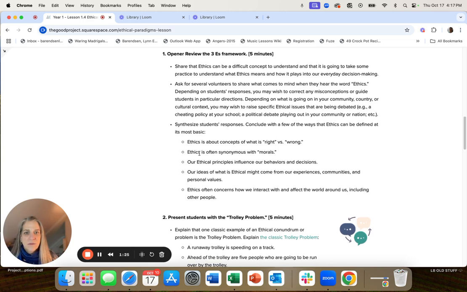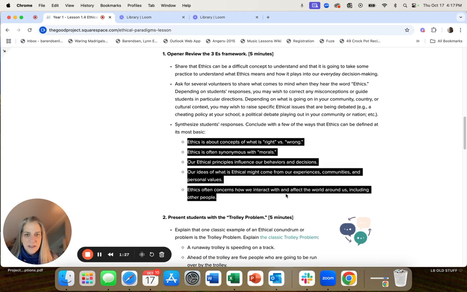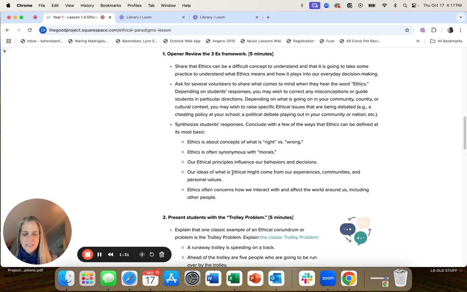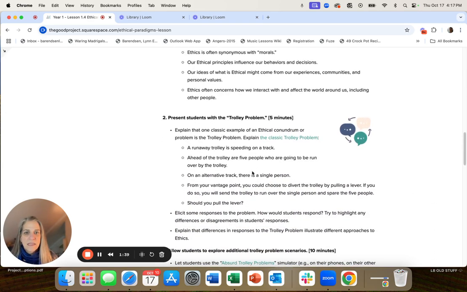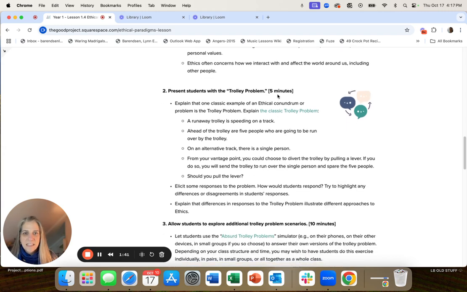Here are a few of the ways that ethics might be defined. I'm sure you may have your own definitions, but these are just to get people thinking about concepts of right and wrong, things that are often synonymous with ideas like morals. And then we suggest 5 minutes digging into the trolley problem. Classic trolley problem, there's a link here where students are encouraged to make a choice about pulling the lever or not, depending on how many people might be saved.